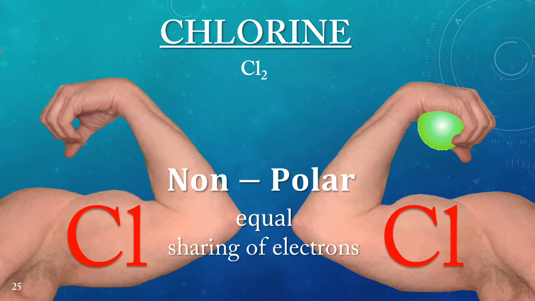Now, I want you to remember that polar and nonpolar, they're both sharing their electrons, so they're both still covalent bonds. But in water's case, we had unequal sharing of electrons, and in chlorine's case, where they're equal strength, we have equal sharing of electrons. Now, that's a whole lot of stuff today. We're going to do a quick review.